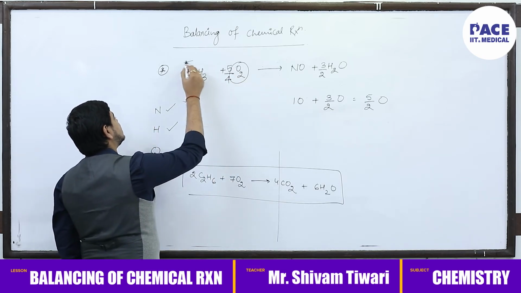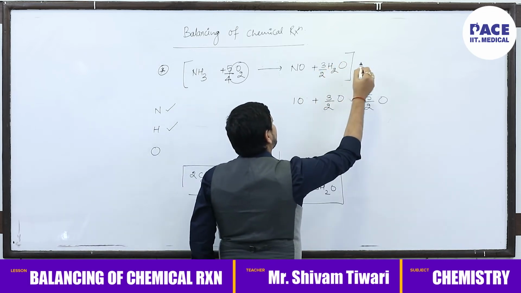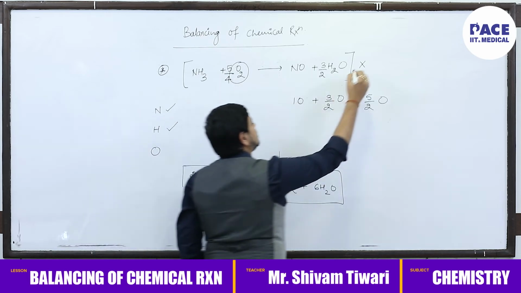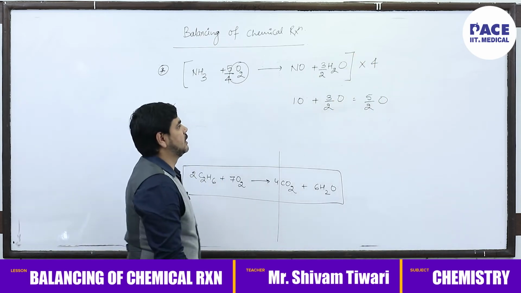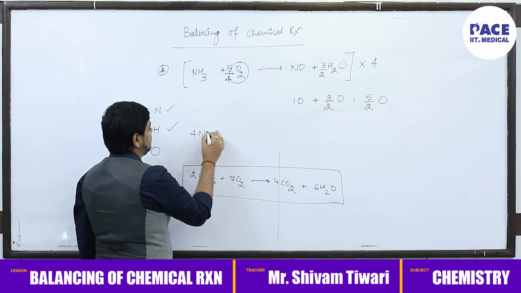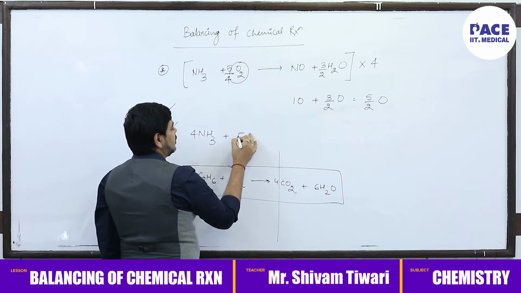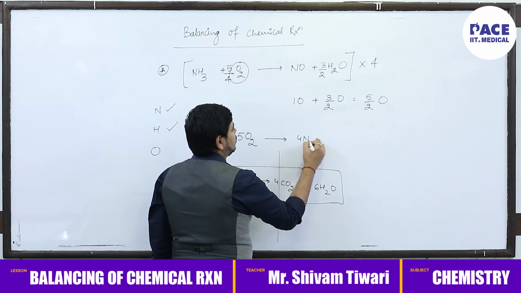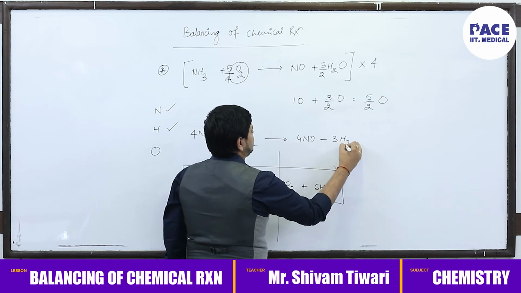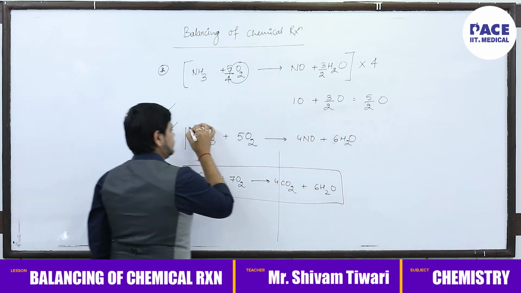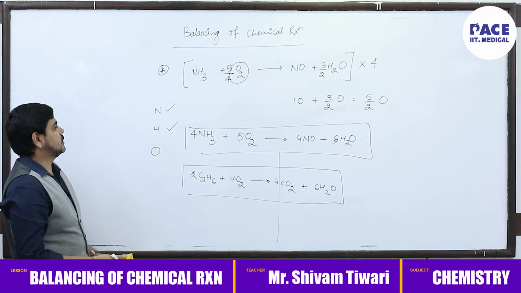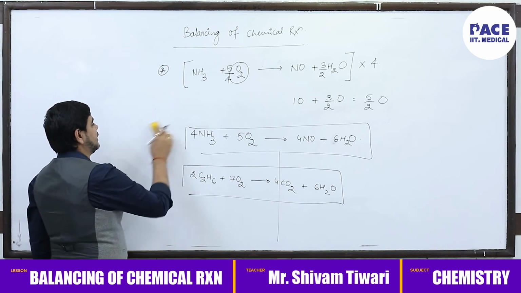Now we know this is in fraction, so we are going to multiply it by 2 or 4. We are going to multiply by 4 because we have to eliminate this. So let's multiply it by 4. So what is the reaction going to be? 4NH3 plus 5O2 is going to form 4NO plus 6H2O. So this is a balanced reaction. That's how we are going to balance a chemical reaction.